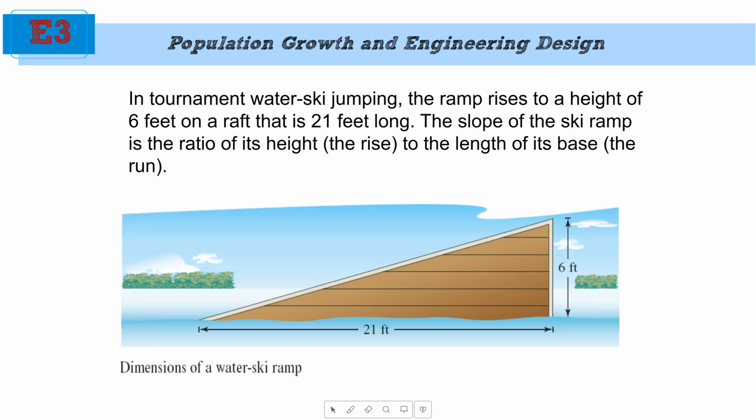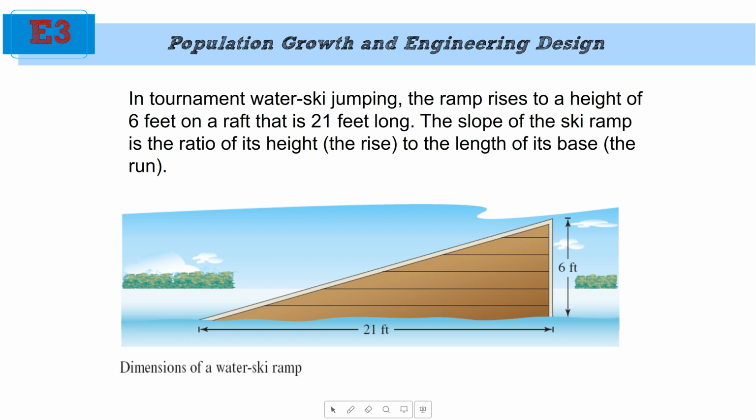Okay, now we've got a ski slope. Not a ski slope, what do you call that? Water ski jumping. Water ski ramp. It rises at a height of 6 feet and is 21 feet long. The slope of the ski ramp is the ratio of its height to the length of its base. Anything difficult about that? Rise over run, yes?